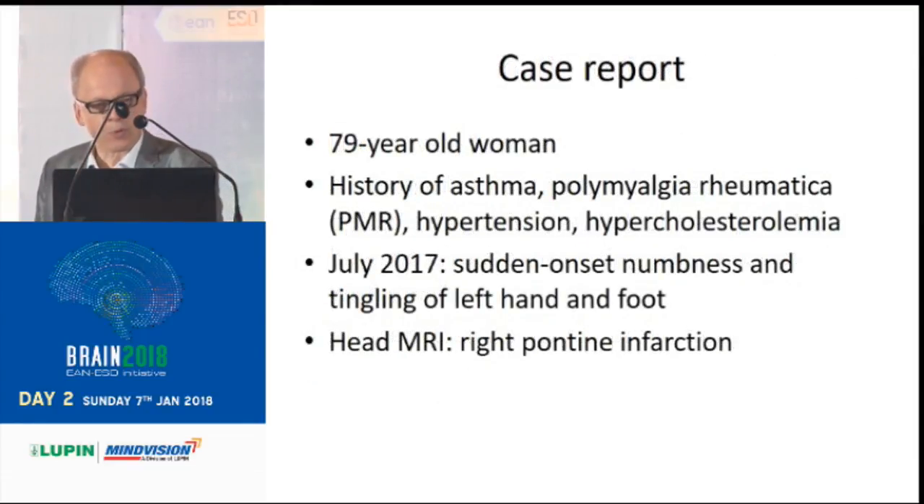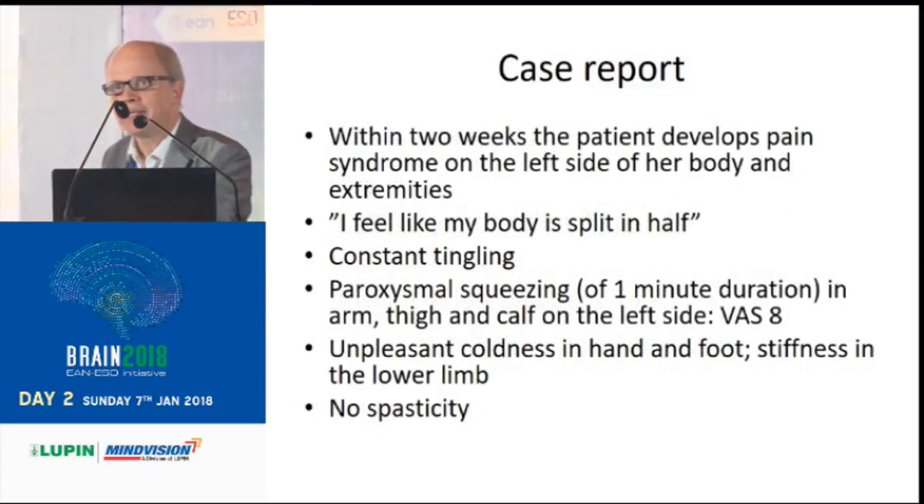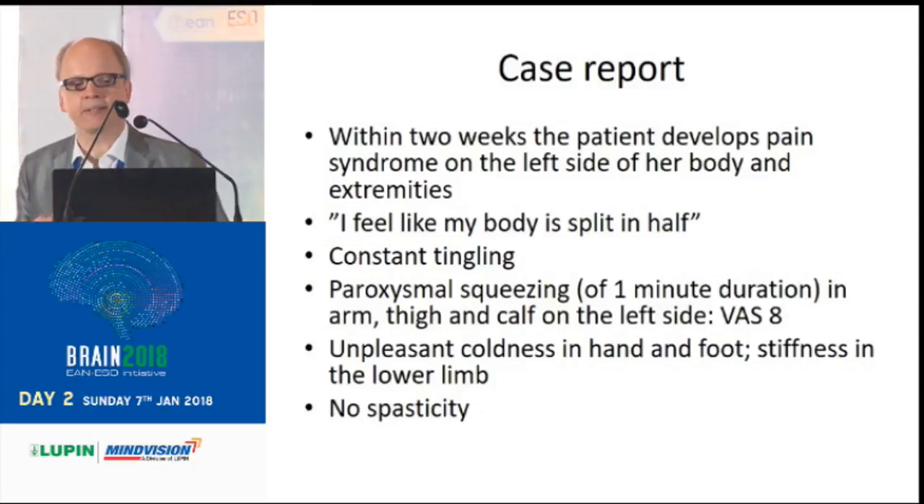Last, one case report. There was a 79-year-old Finnish woman who had a history of asthma, polymyalgia rheumatica, hypertension, and hypercholesterolemia. In July 2017, she developed sudden onset numbness and tingling of left hand and foot. When head MRI was done, there was a right pontine infarction. Within 2 weeks, the patient developed pain syndrome on the left side of her body and extremities. She was complaining, "I feel like my body is split in half."